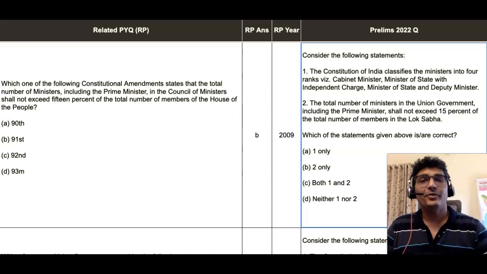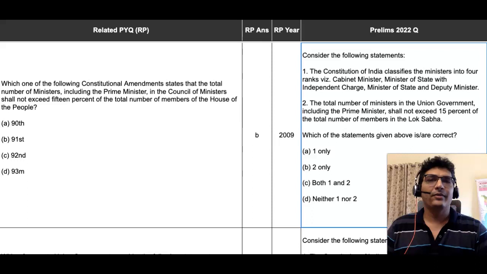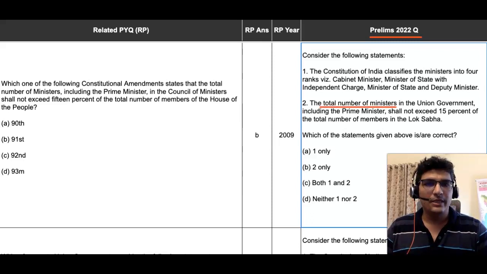Hi guys, another question of prelims 2022 related to PYQs is given on your screen, the rightmost column, the one headed prelims 2022 question. Let us first read the second statement of this question. It says the total number of ministers in the union government, including the prime minister, shall not exceed 15% of the total number of members in the Lok Sabha.